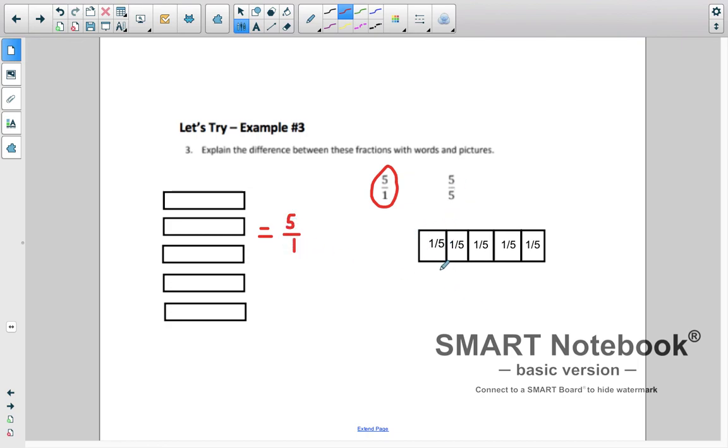Now this one is 5/5 because I took one of these, my rectangles, which is one whole, and I split it up into 5 pieces. So each of these is a piece of 1/5. We have 5 copies of 1/5. So that equals 5/5. Now you can see that these pictures are very different. This is 5 copies of one whole, and this is 5 pieces of 1/5. So you can see it's 5/5.